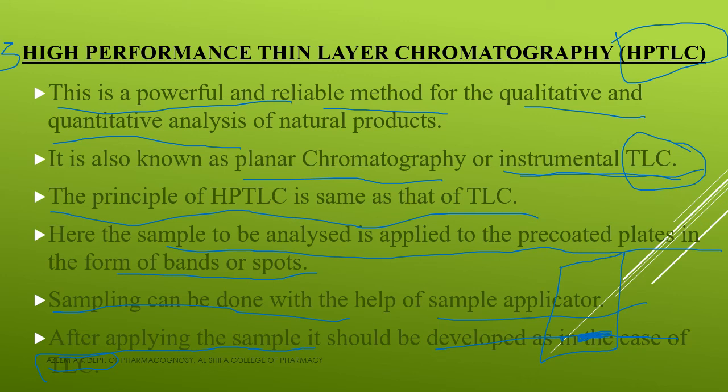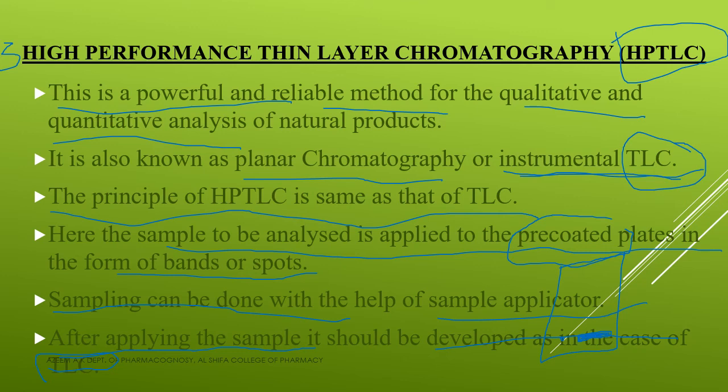Clear? So HPTLC is a powerful and reliable technique, and this is used in the qualitative as well as in the quantitative analysis of natural products. Then it is also known as planar chromatography or instrumental TLC. Then the principle of HPTLC is same as that of TLC. Then the sample to be analyzed is to be applied in the pre-coated plates. So here it is pre-coated plates. In TLC we use plates that we prepare ourselves. But here it is pre-coated plates. So here the sample to be analyzed is applied to the pre-coated plates in the form of bands or spots.